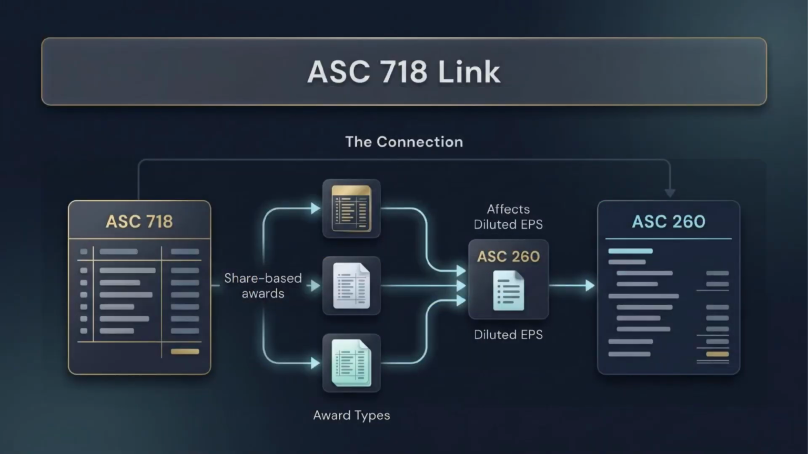ASC 718 links to EPS because share-based payment awards often create potential common shares. Employee stock options may use the treasury stock method.